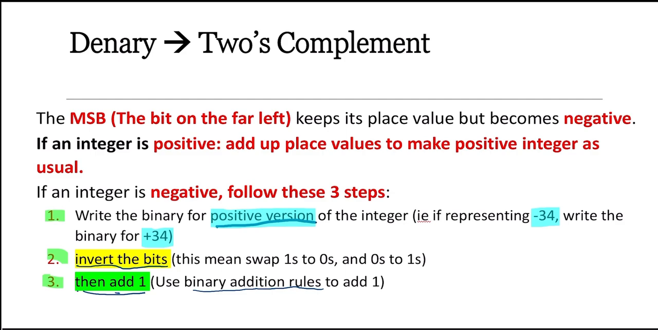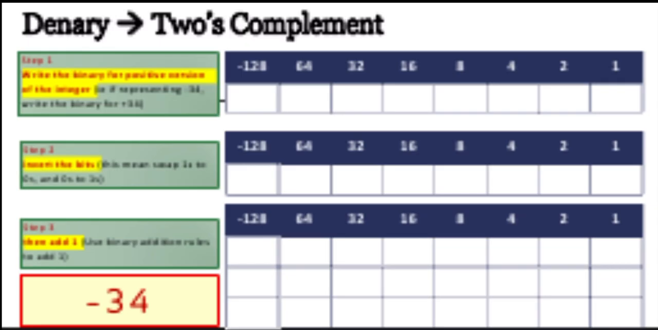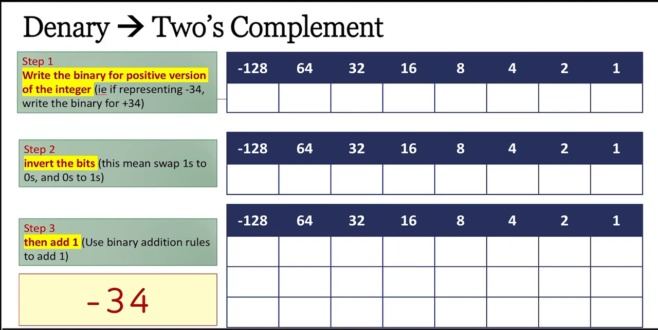Obviously, this is only to represent a negative number. If you want to represent a positive number, then you just add up place values to make a positive number as you'd normally do. So let's have a look at those steps. Let's see those steps in action.